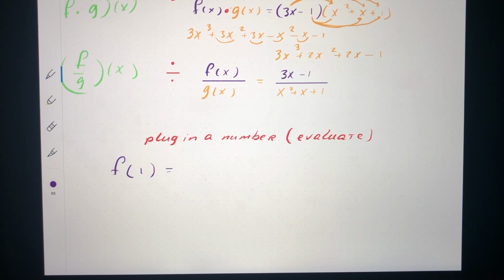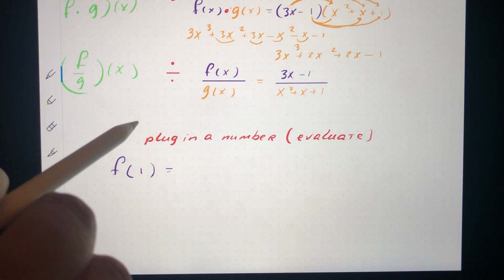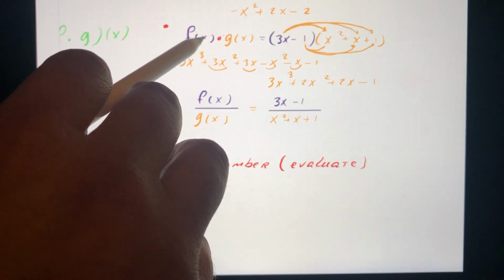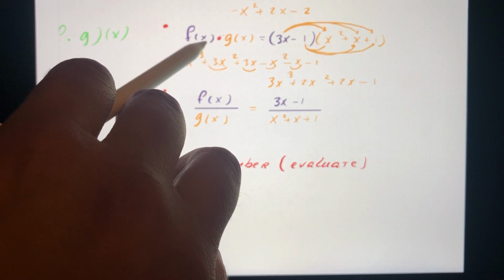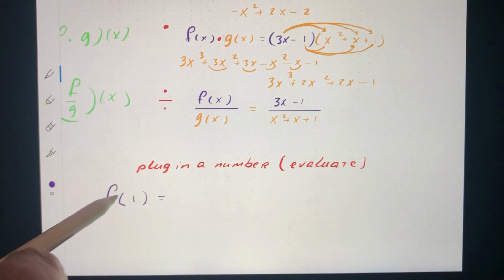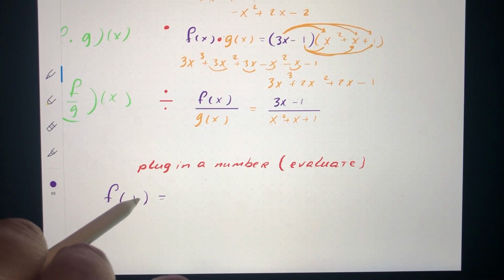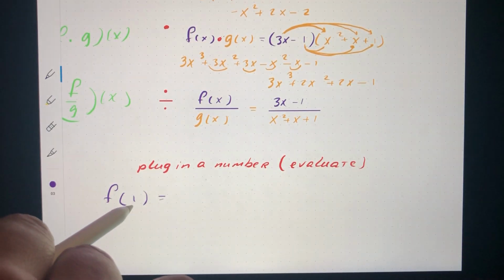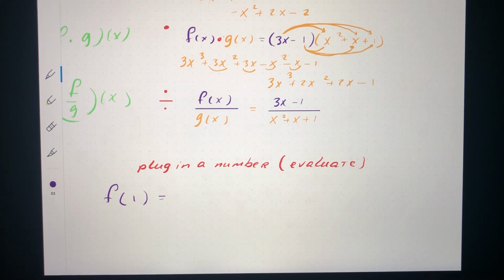That means that in place of the x, we had f of x, which means inside of the function f, the letters were x. Now we have f of 1, which means replace all the x's with a 1. And if we do that, we're going to get 3 times 1 minus 1, which is 3 minus 1, or 2. So we have evaluated the function at 1. We can also do this with g, and that would be called evaluation.